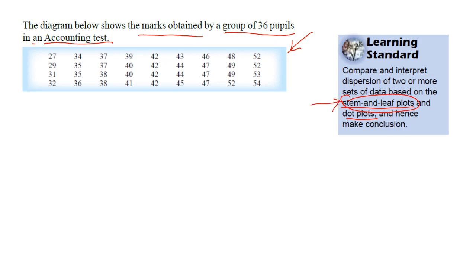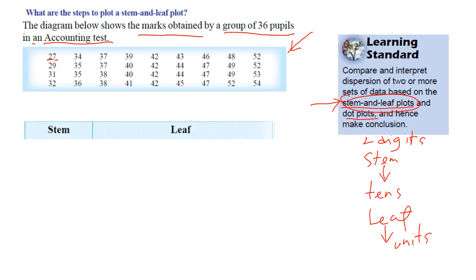Okay, you see here the numbers are in 2 digits, right? You have the tens digit and also the unit digit. So what do you do for the stem? The stem is the tens digit. And for the leaf, you write the units digit. So first you must have the stem and leaf.